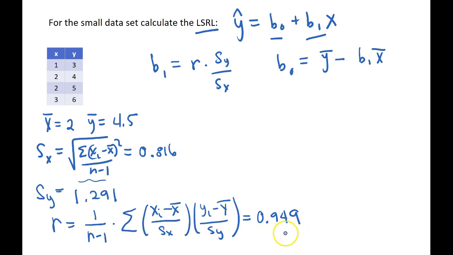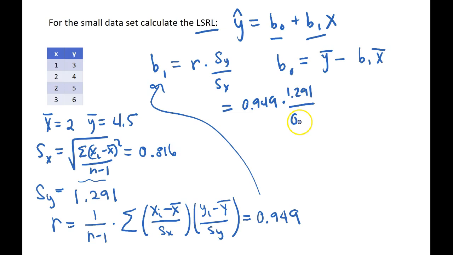And so now we can use these values to calculate our slope. So b1 is equal to r times s y over s x. So this is equal to r, which is 0.949, times s of y, which is 1.291, divided by the standard deviation of the x's, which is 0.816. And this is altogether equal to 1.5, approximately. All right, so that's going to be our slope value.